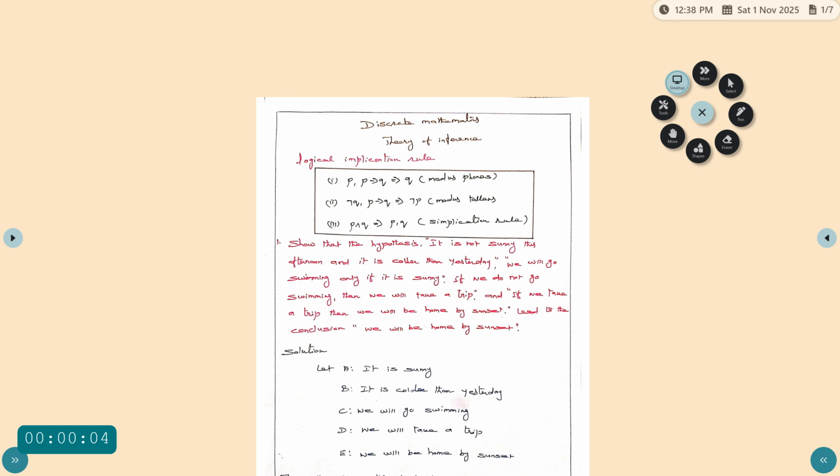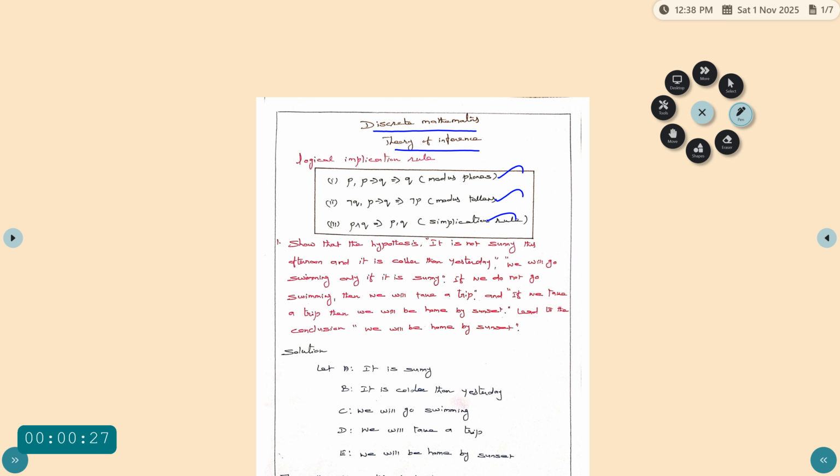Today we will discuss the theory of inference. The theory of inference is one of the topics of discrete mathematics. What the theory of inference is and what the rules are was already covered in the previous two videos. Next, logical implications. The first rule is modus ponens, the second rule is modus tollens, and the third one is the simplification rule.